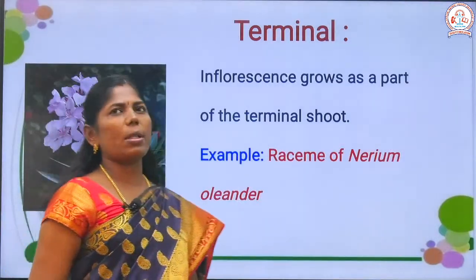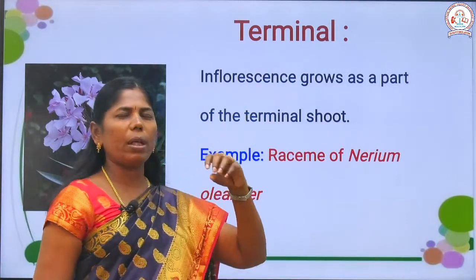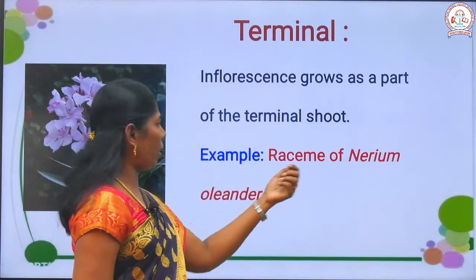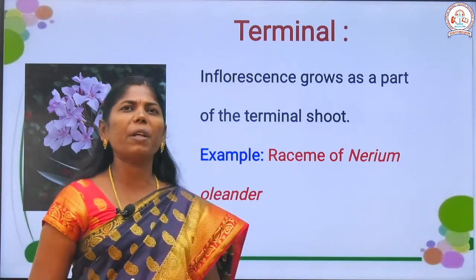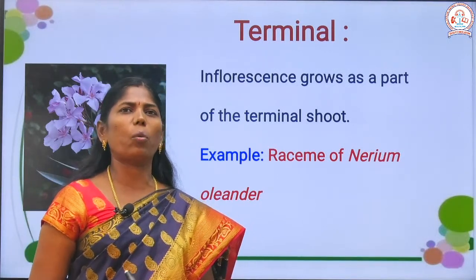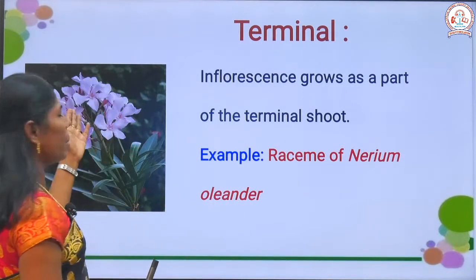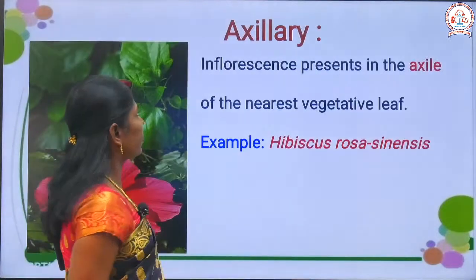So, terminal flowers. The inflorescence grows as a part of the terminal shoot. The shoot system, at the branch tips. Example, raceme of Nerium oleander. Raceme is a type of inflorescence, and Nerium oleander is an example for that. So, here the flowers are arranged on the terminal regions.